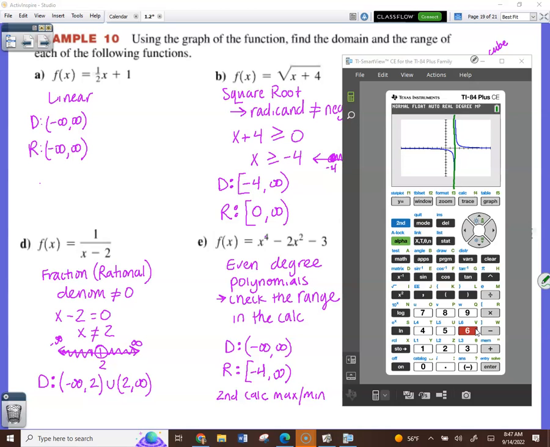Okay, now look right here. I hate to use red, but I don't have another color. Look at this.